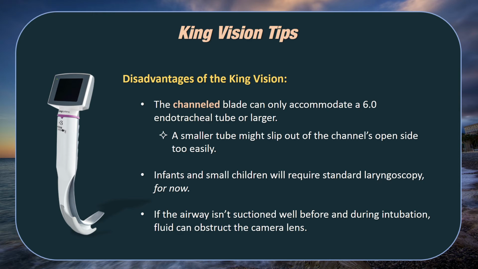The channel blade can only accommodate a 6.0 ET tube up to about an 8.0 ET tube, so it's very limited with the size tubes we can use. Also, with having the channel blade, it is a lot to place into the mouth, and so infants and children may not be able to use this device just due to the amount of room, or some even smaller adults with small mouths. This may not be an option. If the airway isn't suctioned well before and during intubation, some of the fluid can obstruct the camera's view, so that can definitely cause us some problems.